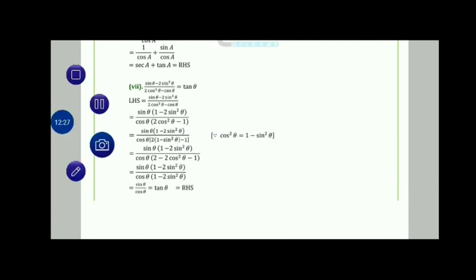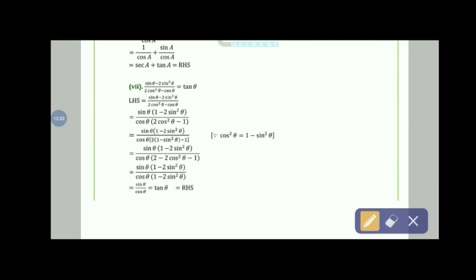Then looking at the seventh part, it is given that (sin theta minus 2 sin cube theta) over (2 cos cube theta minus cos theta) is equal to tan theta. So we are taking the LHS. Now sin theta is common in the numerator, so the remaining term in the bracket is 1 minus 2 sin square theta, and in the denominator cos theta is common, leaving 2 cos square theta minus 1. So we have sin theta (1 minus 2 sin square theta) over cos theta into (2 cos square theta minus 1). We are converting this into sin theta, so cos square theta can be written as 1 minus sin square theta, so this will become 2 into (1 minus sin square theta) minus 1. So we have sin theta (1 minus 2 sin square theta) over cos theta (1 minus 2 sin square theta). The numerator and denominator factors cancel out, so we have sin theta over cos theta, which is equal to tan theta, which is equal to RHS.